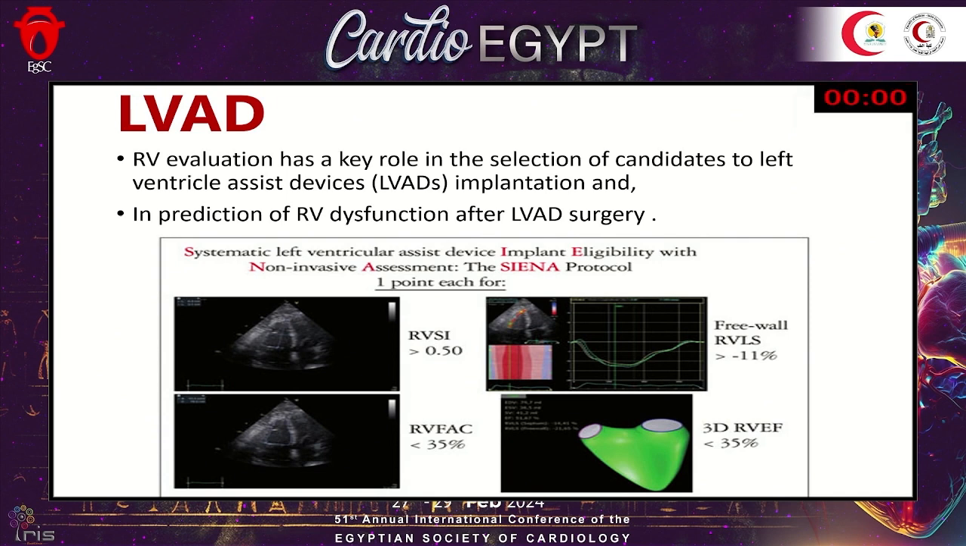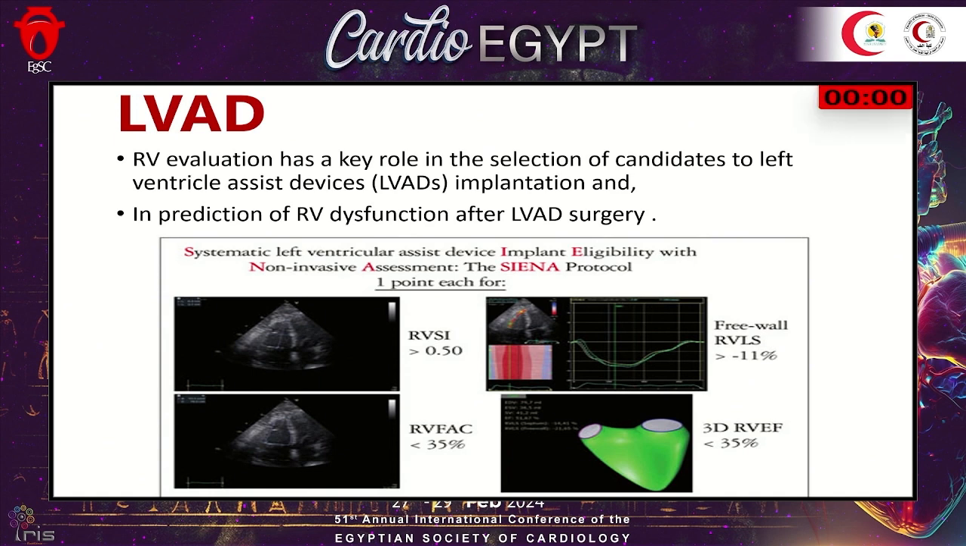Last slide, the LVAD. RV evaluation plays a key role in the selection of candidates for LV implantation, even before and after the implantation. And this protocol is called the SINA protocol. What is the abbreviation of SINA? Systematic left ventricular assist device implant eligibility with non-invasive assessment.